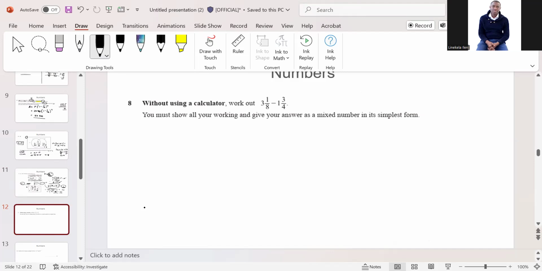That is 24. 24 plus 1, 25 over 8. Minus here, 1 times 4 is basically 4, plus 3 is 7, 7 over 4. But we are not done, so we need to make the denominators the same here. Now we need to just multiply this by 4, multiply that by 8.